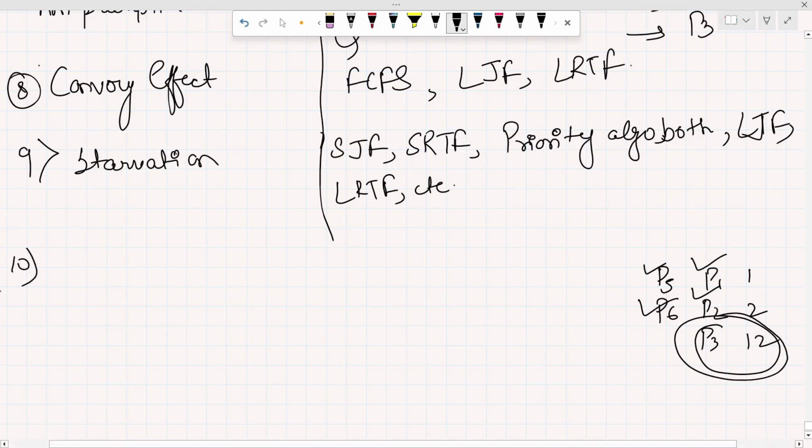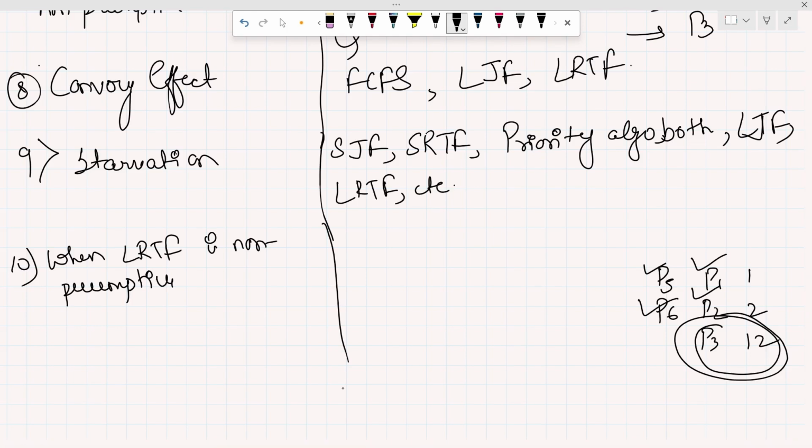Now the last point on the basis of algorithms: when is LRTF a non-preemptive algorithm? We know that LRTF is a preemptive algorithm. Will it follow a non-preemptive approach? So the answer is yes. When all the processes have a burst time of one, then definitely we can say that LRTF will follow a non-preemptive approach. LRTF means the very big process gets the CPU first. The huge burst time process gets the CPU first.